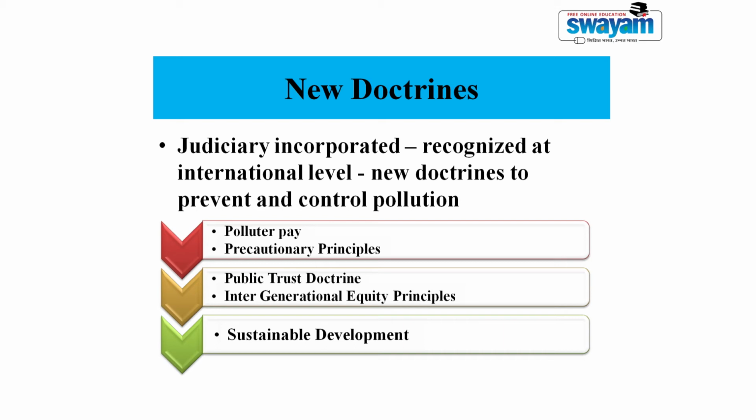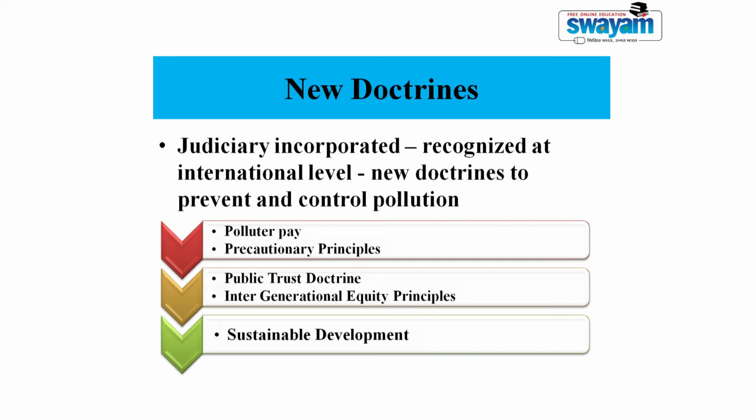The court evolved one more important principle, the public trust doctrine. This doctrine was evolved in the case MC Mehta versus Kamal Nath. In this case, the court held that the state is the trustee, and it is the duty of the trustee to protect the natural resources. The state, being a trustee, has no right to use the resources for its own benefit.